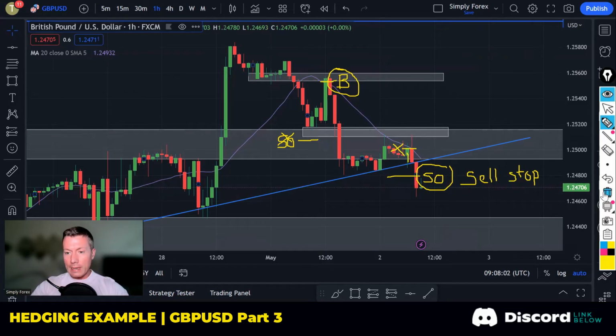What am I interested in now? I'm interested if price comes back to this level and how price reacts here. So let's see. Currently I'm in this buy order and this sell stop, guys. All right, I'll do another update shortly.